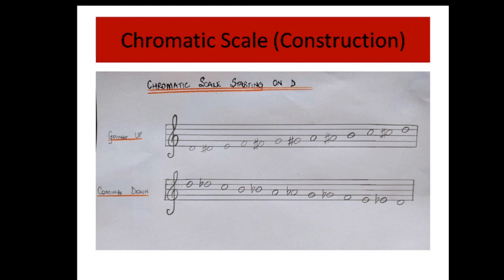So we're starting the scale going up from D and also ending on D, keeping in mind that we are using only semitones. It's the same for going up and coming down, but the accidental has changed because we are now going towards the left hand side as we're coming down. So we're using the flat sign. That is why you will be able to see flat signs in the chromatic scale on D coming down. Thank you.